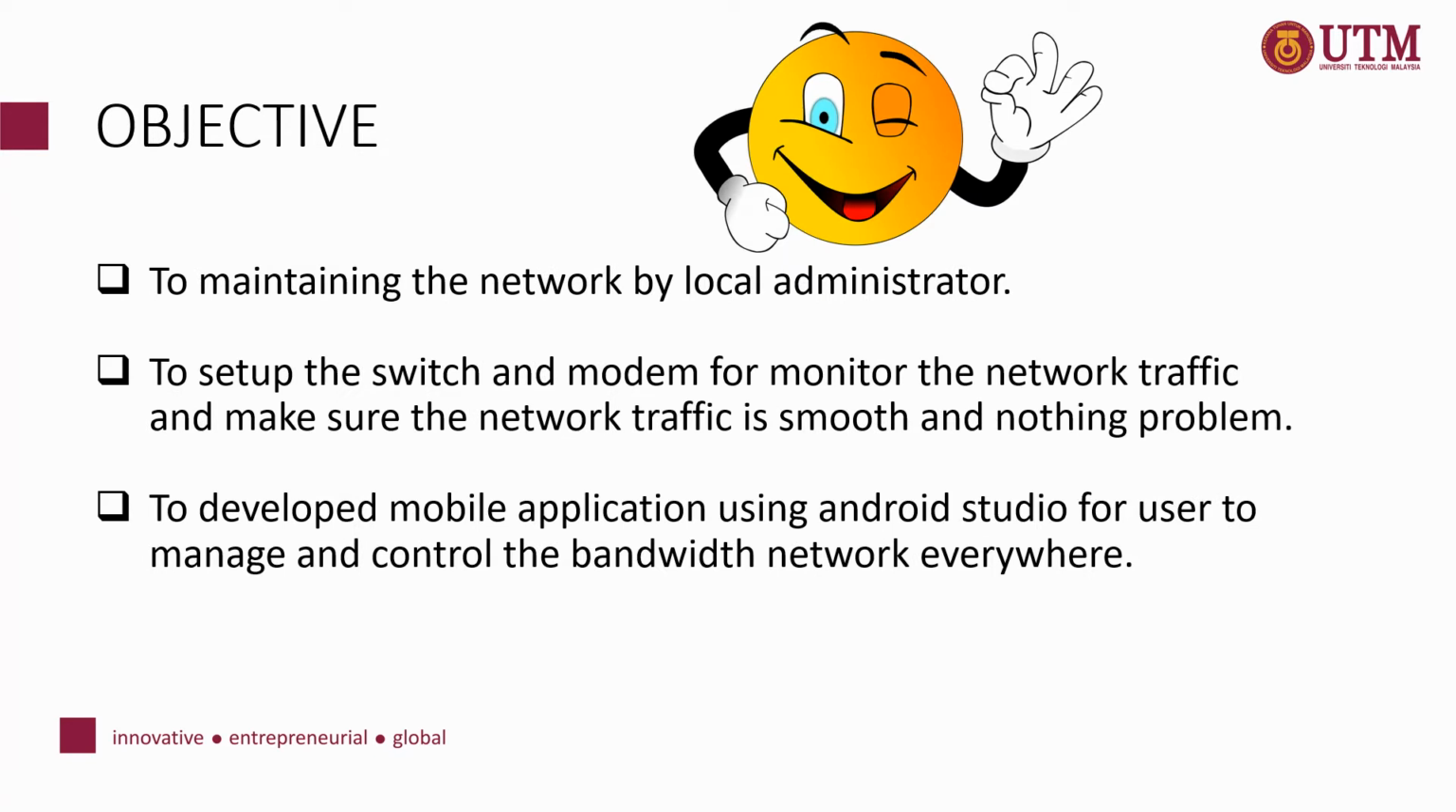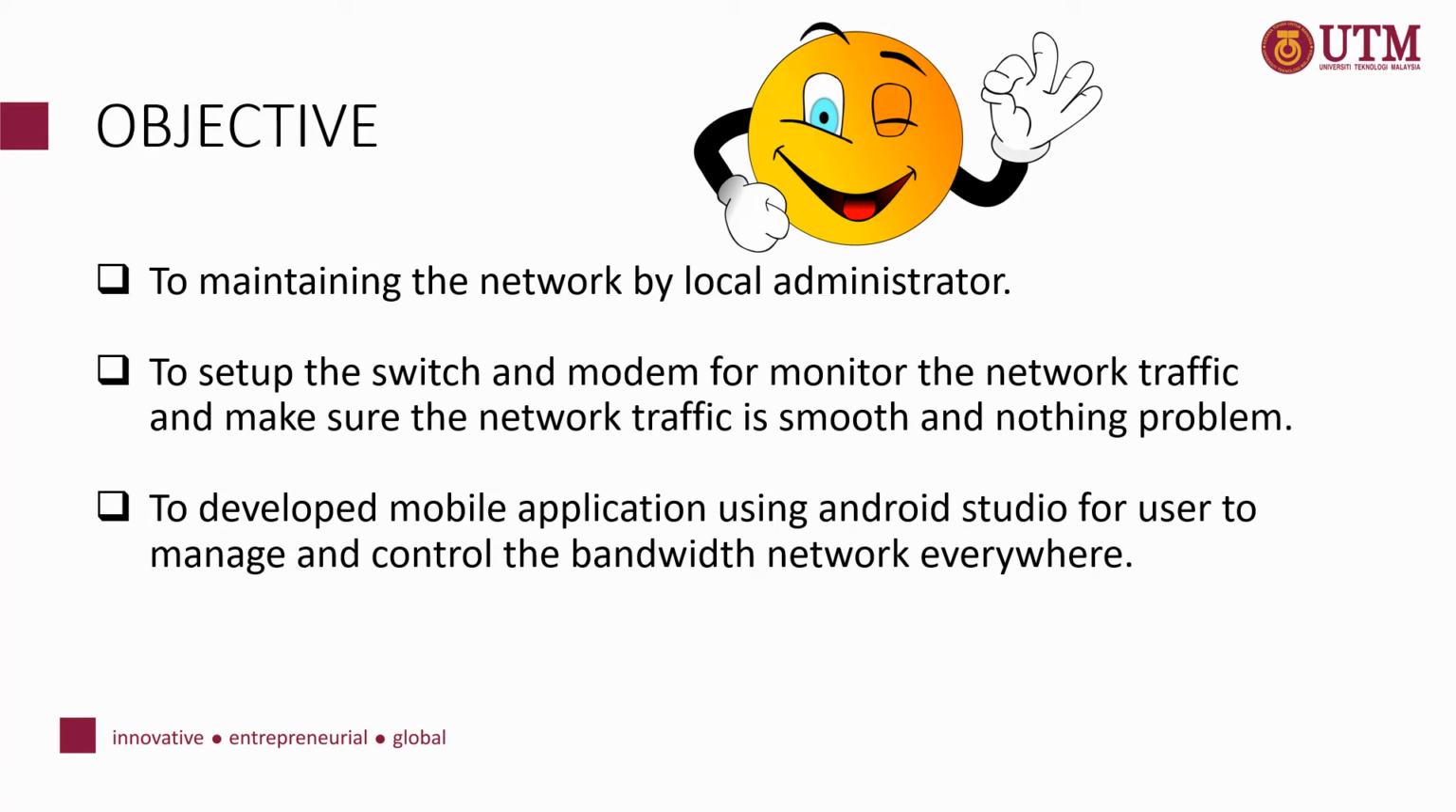Next, about the objective. The project objectives are the guidelines to achieve the goal for this project. Among the objectives that have been identified to achieve this project, the first is to maintain the network by a local administrator. The second one is to set up the switch and modem to monitor the network traffic and make sure the network traffic is smooth and without problems.